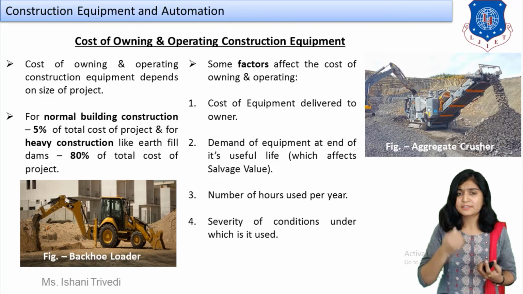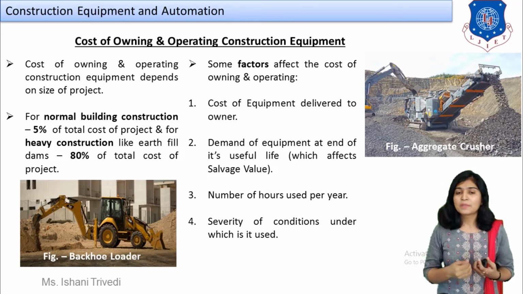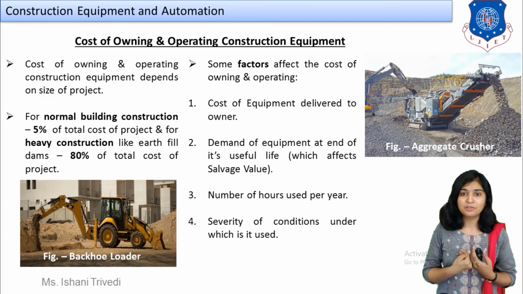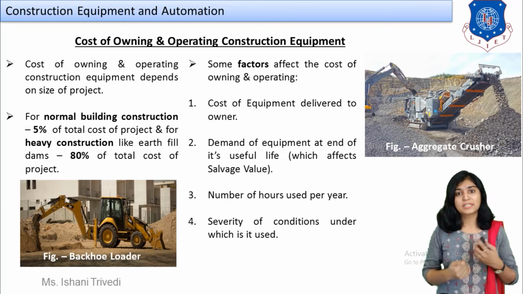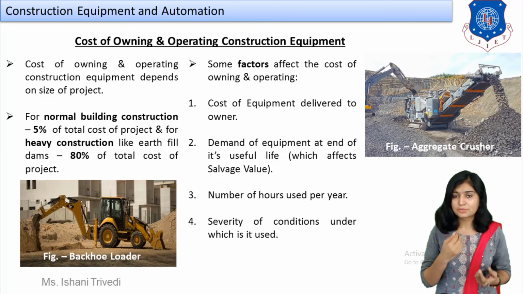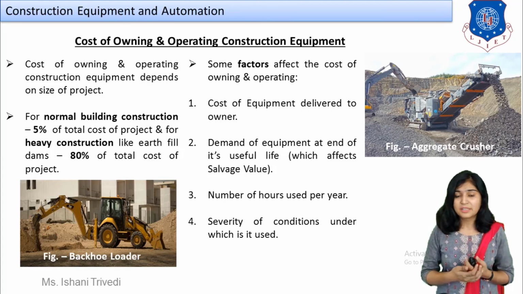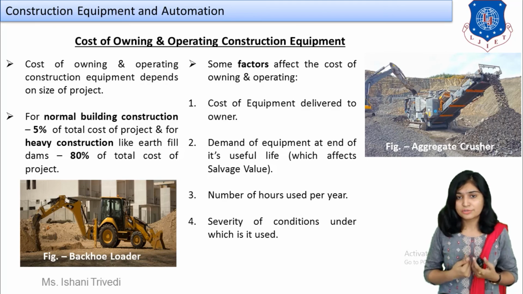So let us have a look over here. It says that the cost of owning and operating construction equipment depends on the size of the project. That is clear. And it also depends on the type of equipment you are using. Sometimes for years it does not require any kind of repair. Sometimes in the initial phase it breaks down and requires maintenance and repair. Spare parts have to be replaced sometimes. So all of these things have to be considered. Petrol, diesel, whatever fuel is adopted for running the engine of the equipment, that is also to be included in the cost of operating, right?